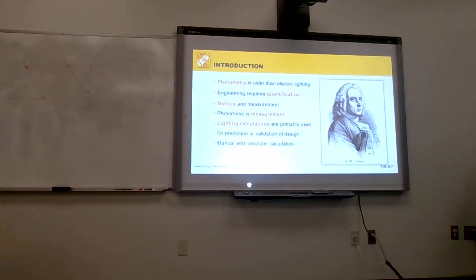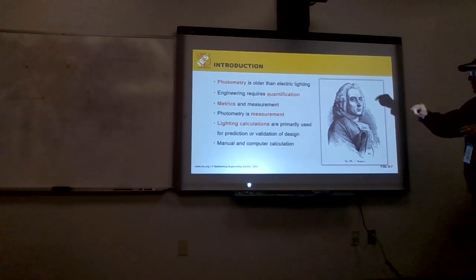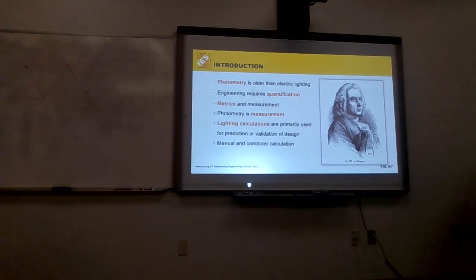So, photometry is older than you might think. Way back when, in the 1700s, people knew that they had to measure how much light there was and what the effects of light were. They didn't know the nature of light at that point. They didn't know anything about photons. But they knew light existed, and they knew that there needed to be a mathematical equation that could predict how much intensity of light there would be.